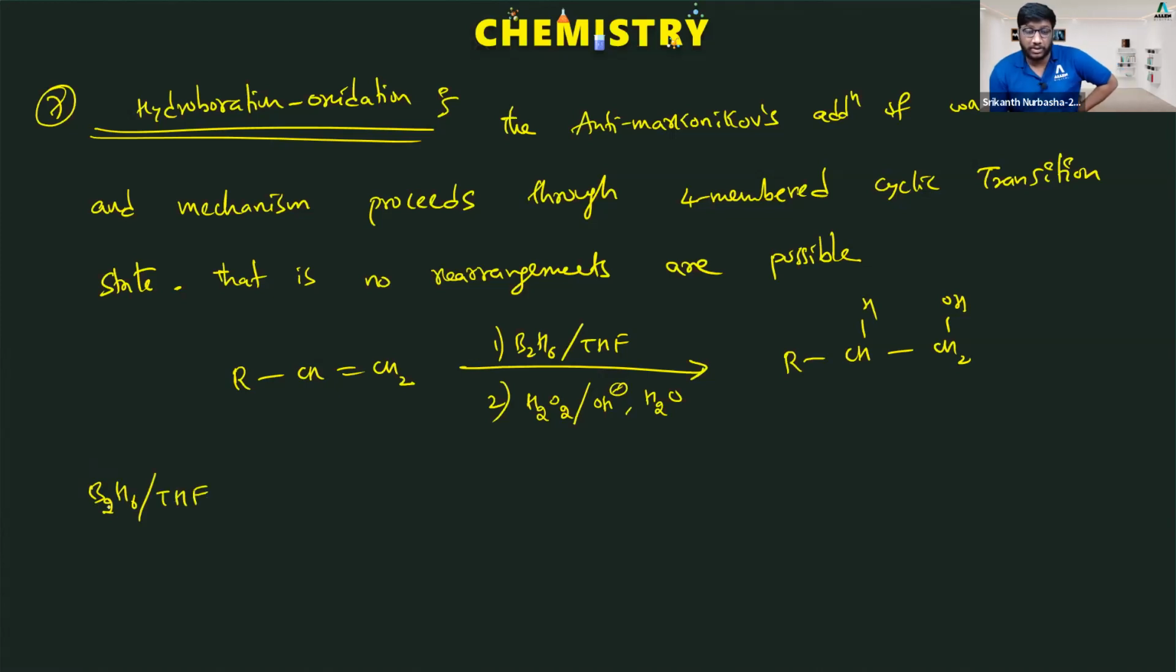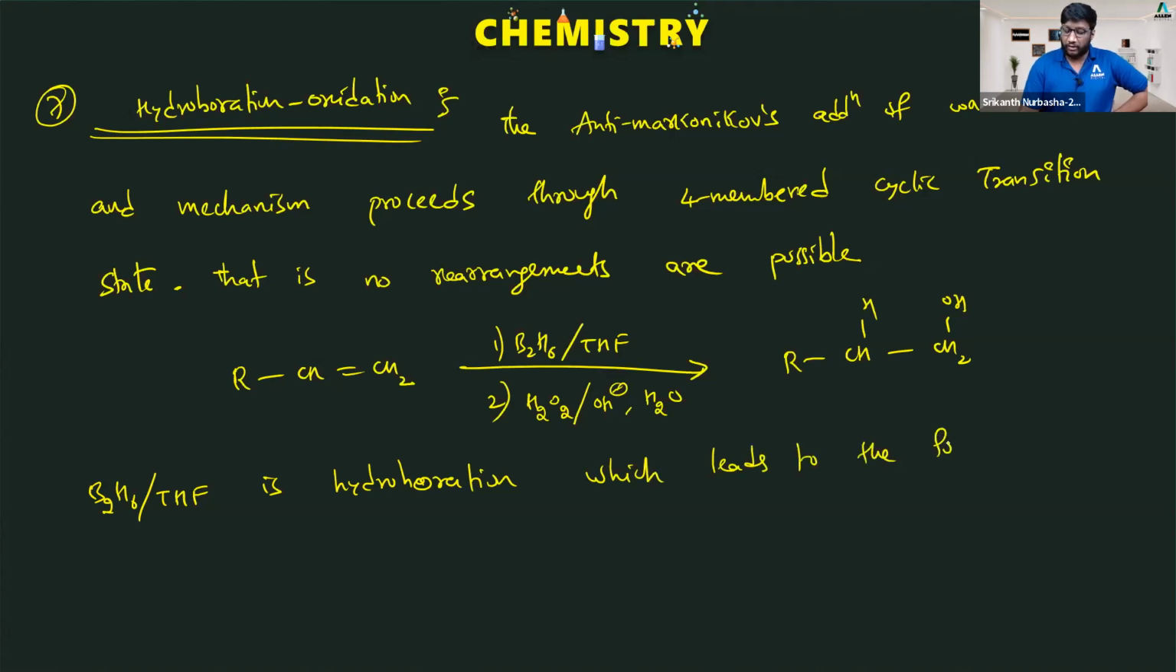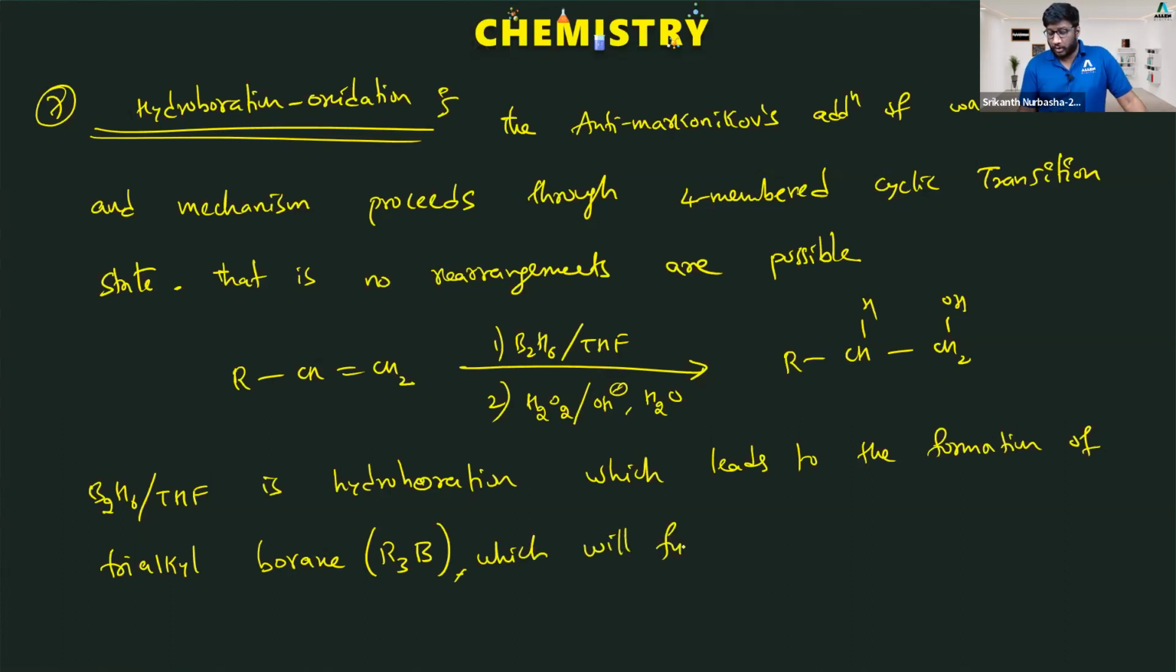Okay. Step 1, B2H6 in the presence of THF. THF is actually used to reduce the toxic nature. B2H6 in the presence of THF is hydroboration, which leads to the formation of trialkyl borane, that is R3B, which will further undergo oxidation, through some 10 to 15 steps, to form alcohol.